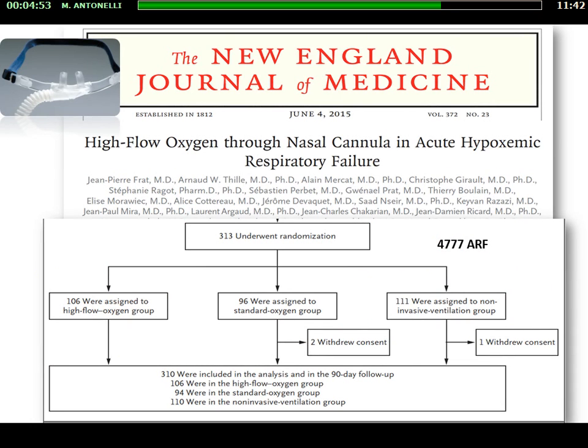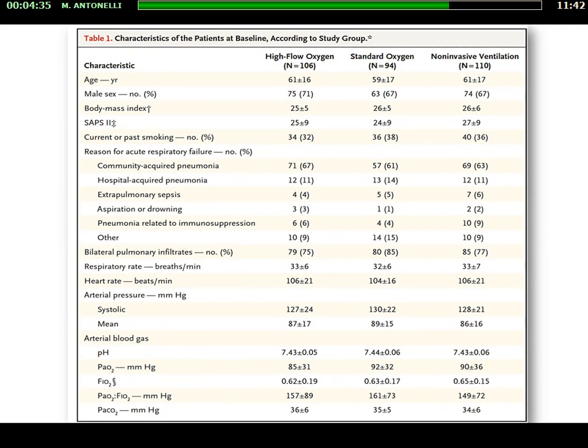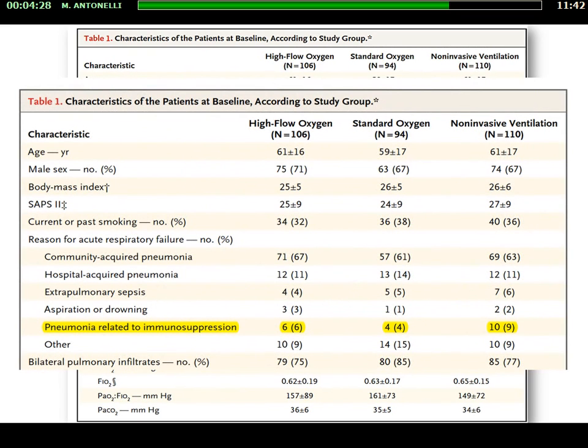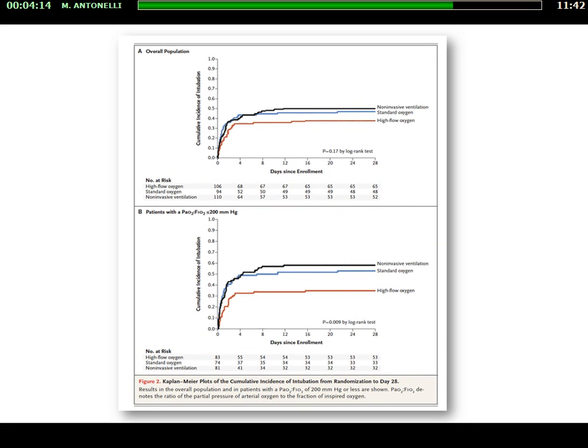Then came the French study, the Jean-Pierre Frat study and his group, published in the New England Journal of Medicine, where there was a comparison of 3 different arms: one with high-flow oxygen therapy, one with a standard oxygen group, and the third with non-invasive ventilation. All patients were quite homogeneous at baseline, and at the end there was no major difference. However, you can see that the immunocompromised patients enrolled in this study represented a minority, no more than 9%. The final results are represented in these graphs, where the cumulative incidence of intubation was not different in the 3 categories of patients.